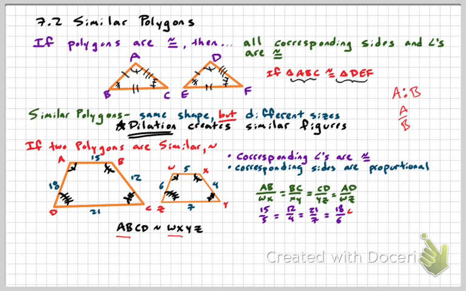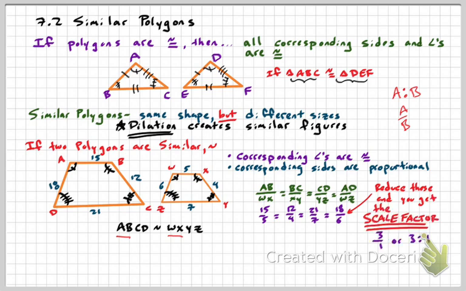However, when we reduce all of them, it turns out to be the same numeric value. 15 over 5 is 3 over 1. 12 over 4, 3 over 1. And when we reduce those ratios, we get what's called the scale factor.